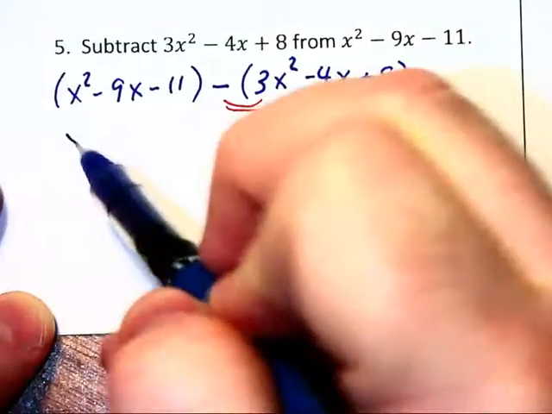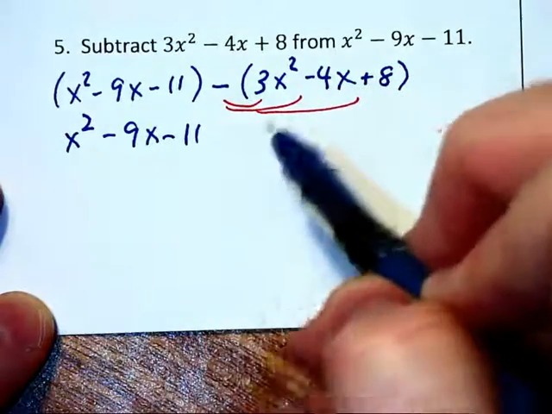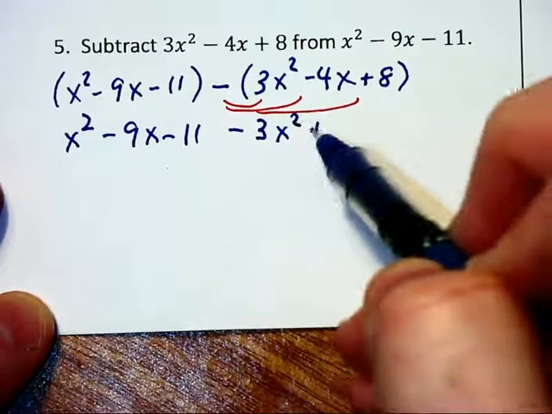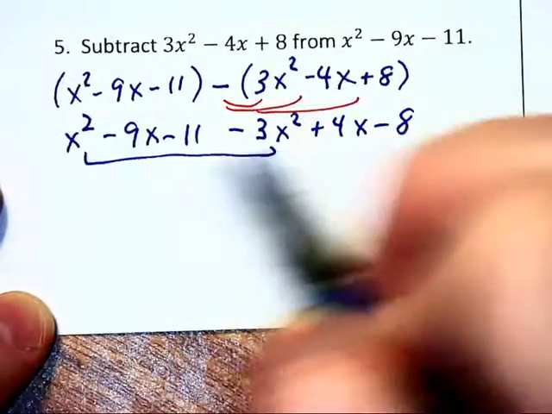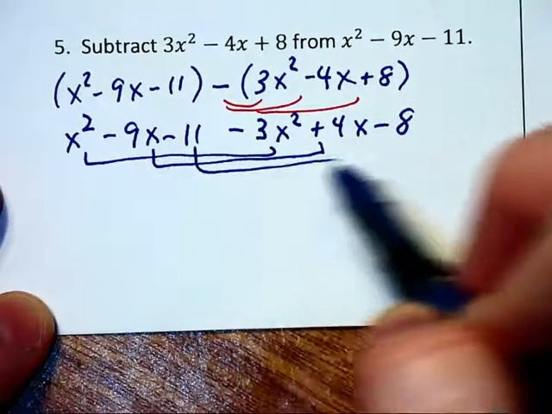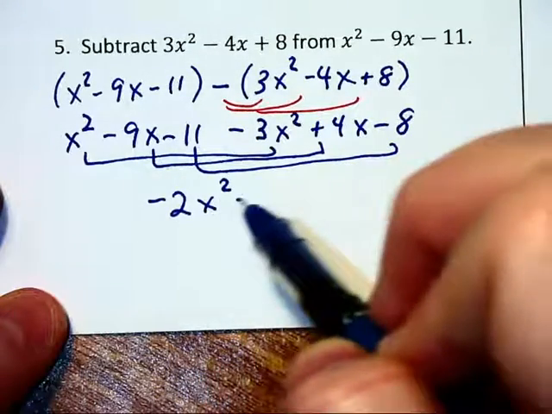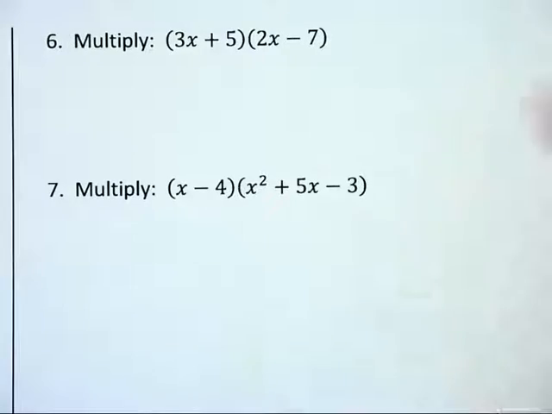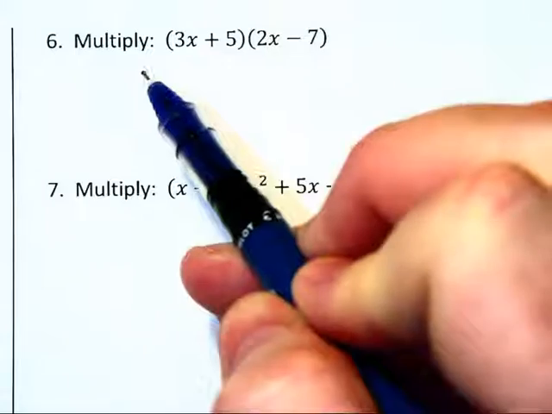We really don't need the parentheses around this first polynomial any longer, so I will drop them off. And distributing the negative, we have negative 3x squared plus 4x minus 8. Now we can combine each set of like terms to get our solution, which will be negative 2x squared minus 5x minus 19. Since we are multiplying binomial times binomial, the FOIL process works.